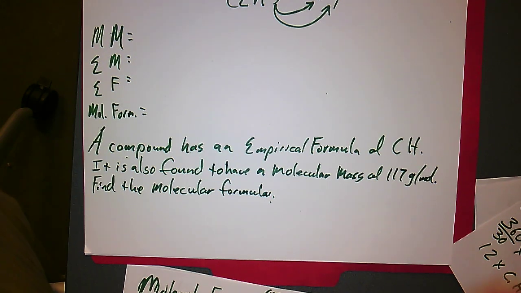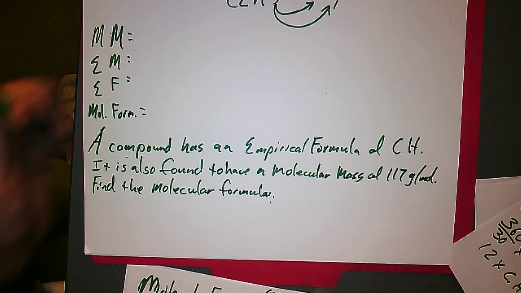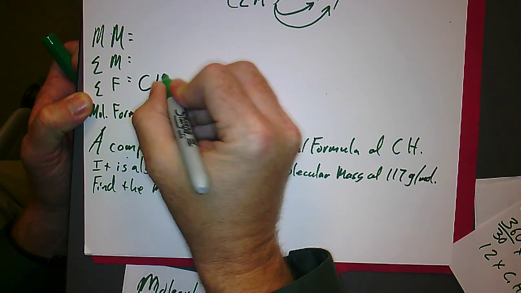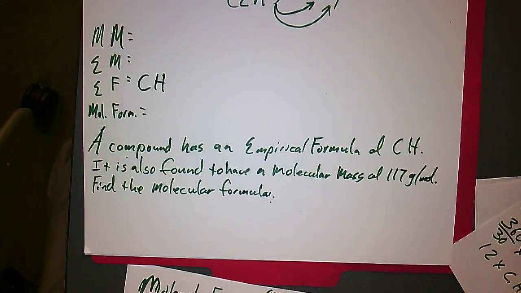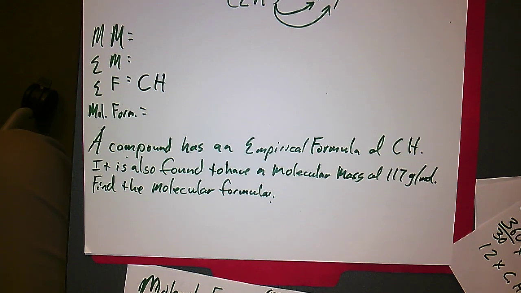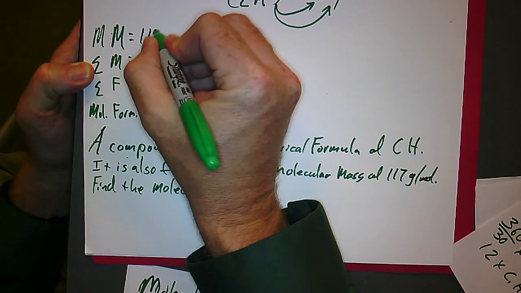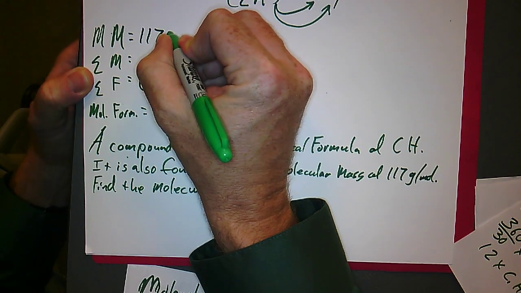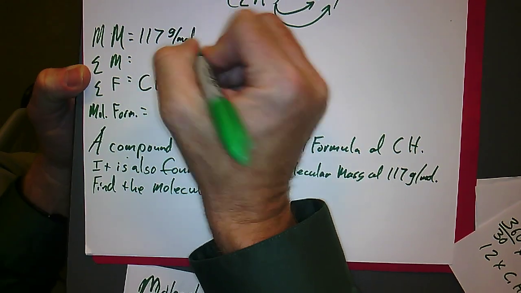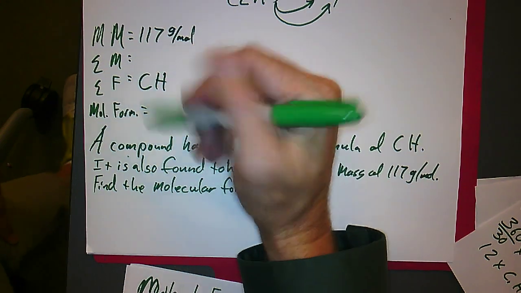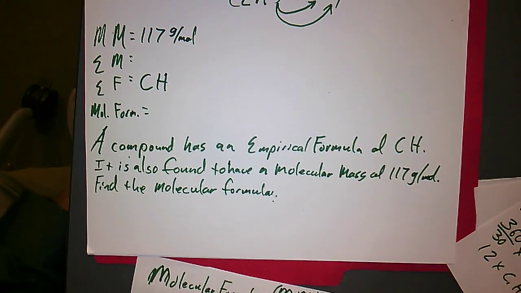So first of all, we survey the problem. What data do they already give us in the problem? Anybody? Yeah, what the empirical formula is. Yeah, they give us the empirical formula, so we go ahead and put that here, CH. And then what else do they give us? Yeah, the molecular mass, very good. So we can go ahead and fill that part in. 117 grams per mole. All right? So we're missing the empirical mass and of course the molecular formula, because that's what we're going to calculate at the end.